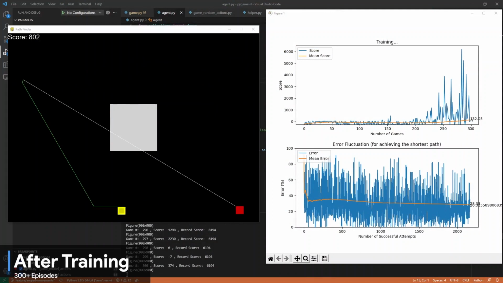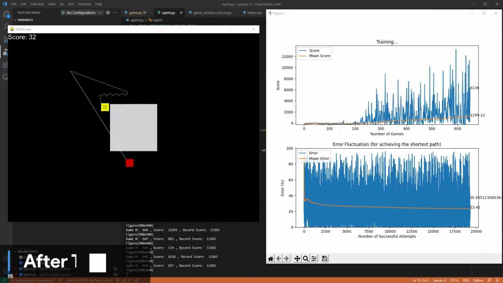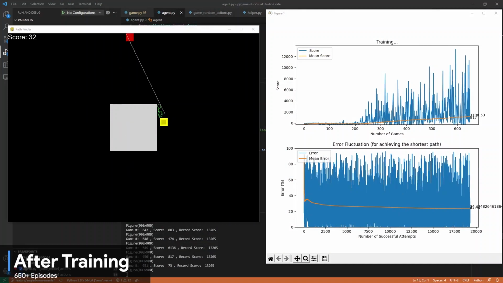Of course, on rare occasions, it collides with the obstacle, but it clearly reaches the target more often than not, and this is a big improvement. After 650 episodes, the agent has improved even more, and you can see how its mean error rate has decreased over time. The agent sometimes travels nearby the obstacle, but it tries its best to avoid collisions on its way toward the target.